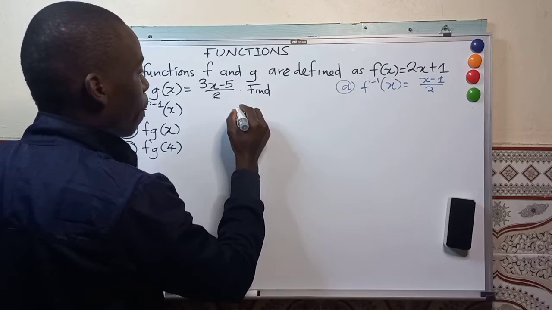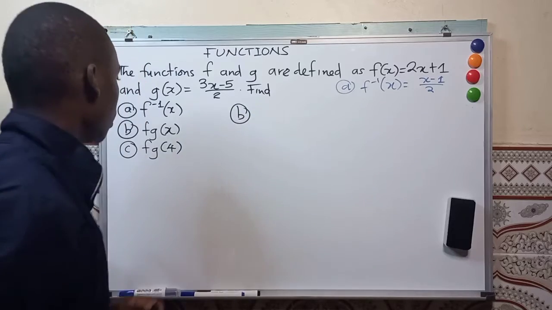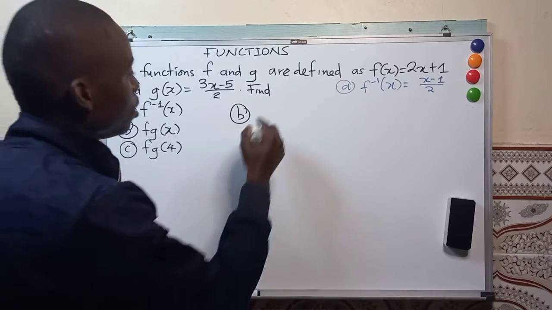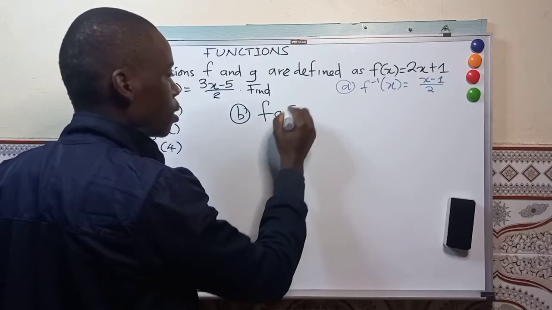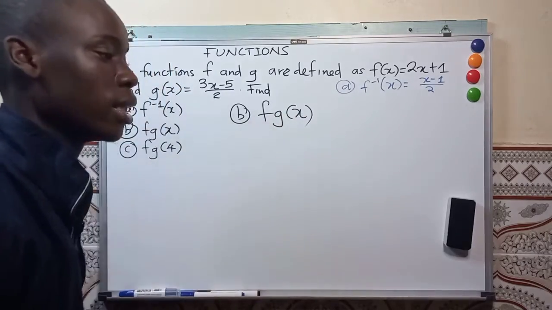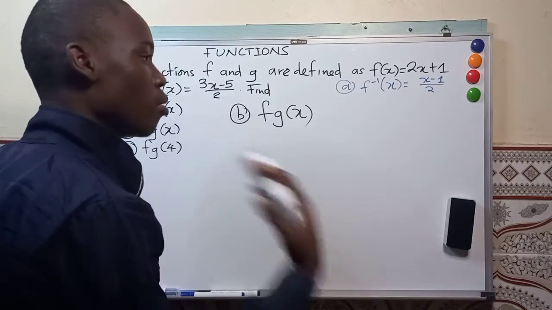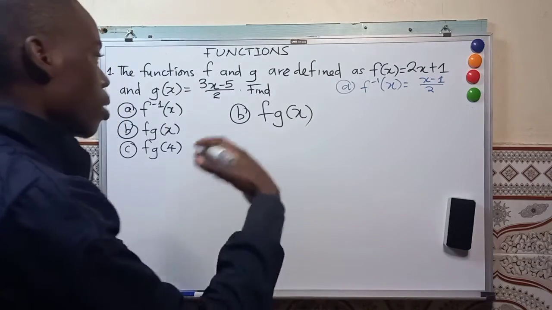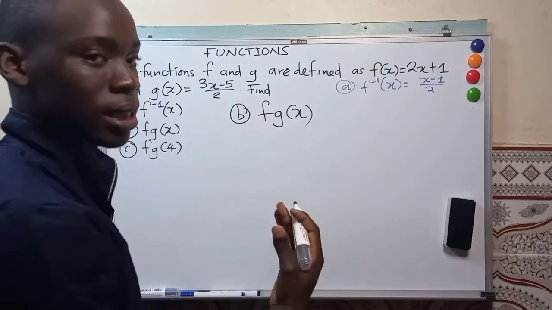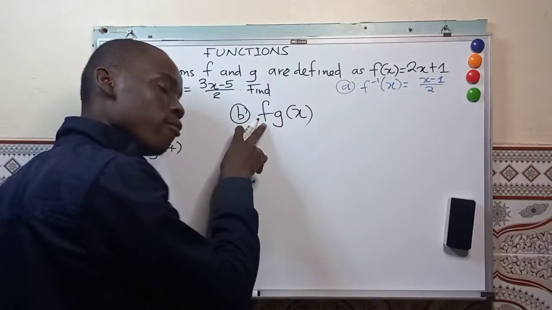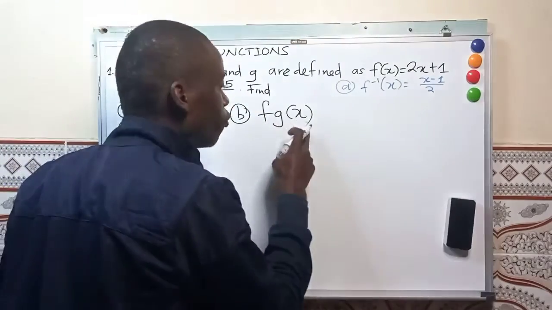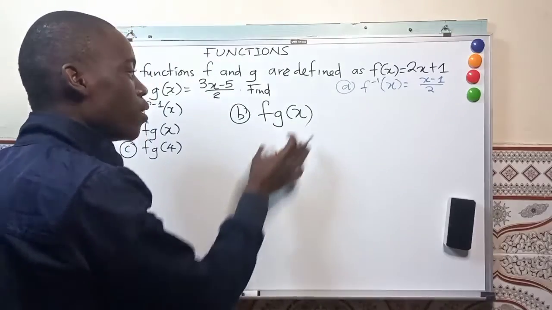Now, B, how do we find fg of x? These are compound functions. Fg of x is a compound function; it's a function within another function. So what do you do? You always start with the right side of your function. You have two functions here: f as a function, and g of x as a function. So you first start with g of x.